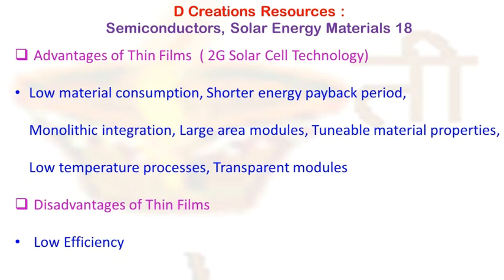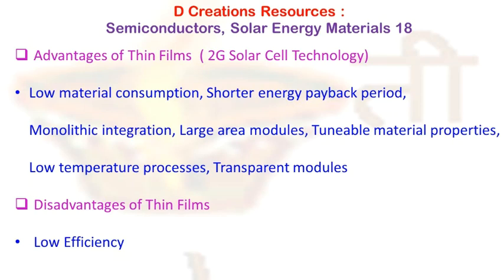It's significantly lower than the wafer based solar cell technology, where the thickness is in terms of 200 to 300 micrometer. So here basically less amount of material is going to be consumed, and this lower material consumption leads to lower production cost, and hence the cost of PV modules is very low.